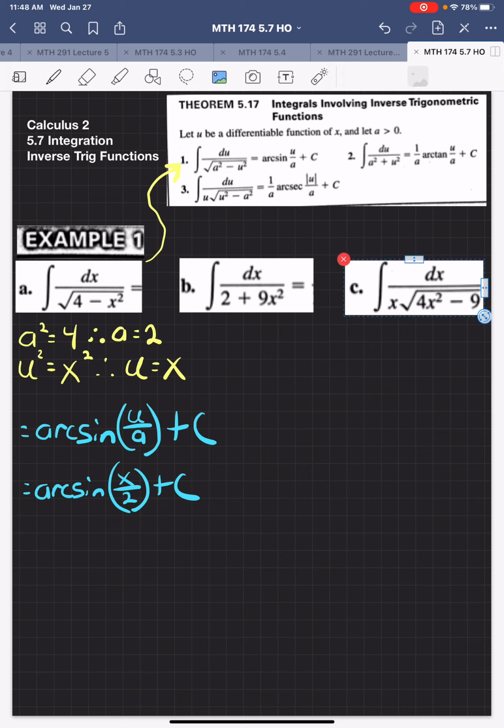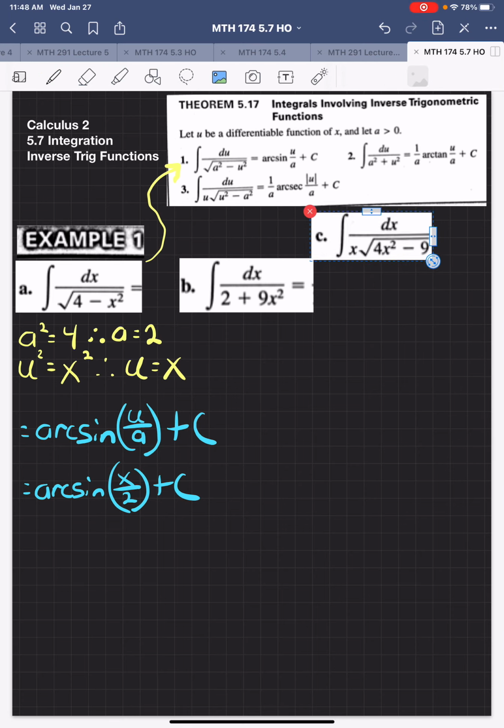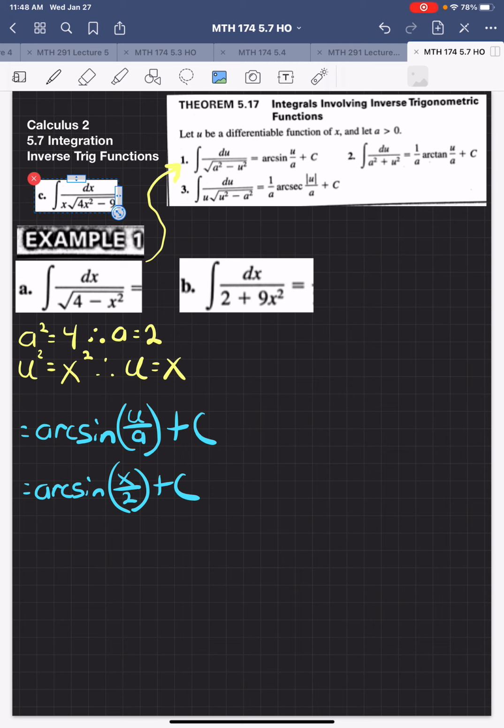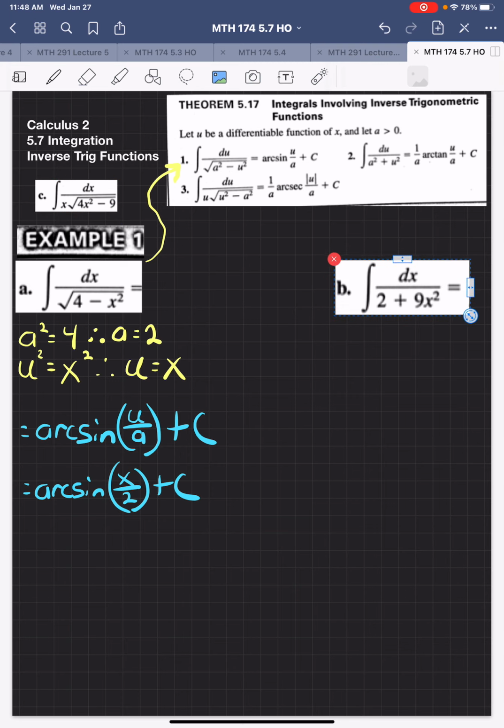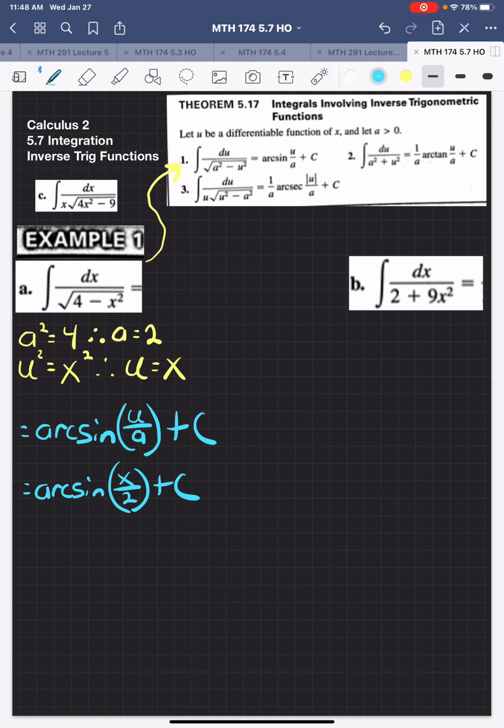All right, so for problem C, I'm going to give you that result on another page, since I don't have a lot of space here. So let's go ahead and box this in, and we'll begin our work on part B.